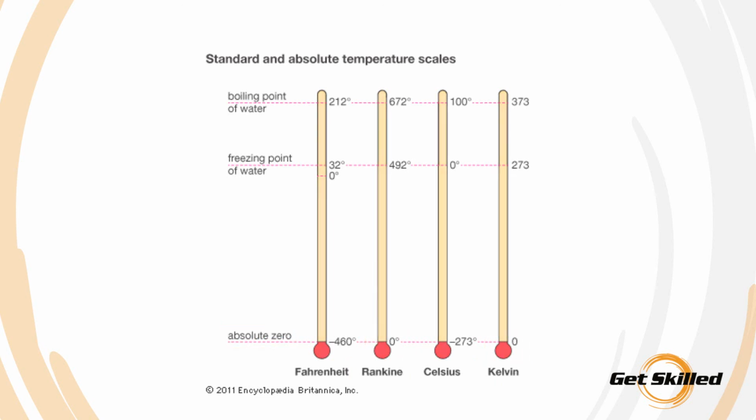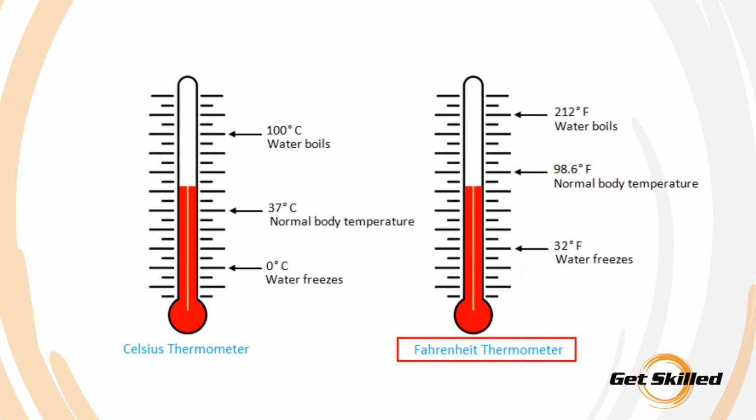The Fahrenheit scale was used in Australia prior to the introduction of the SI or metric units. Using this scale, water boils at 212 degrees Fahrenheit and water will freeze at 32 degrees Fahrenheit.